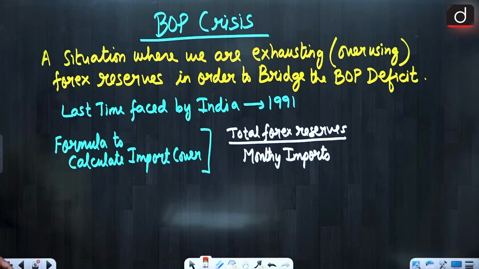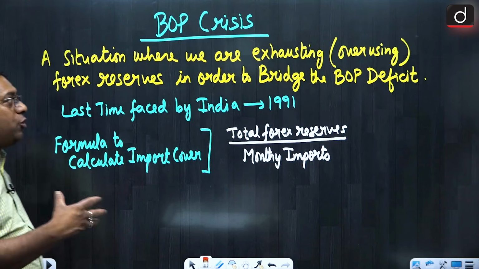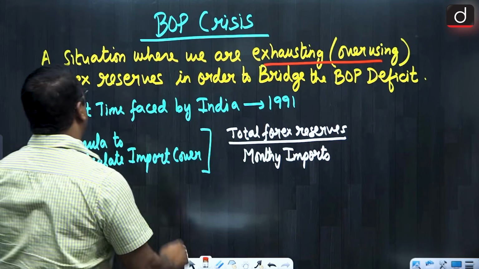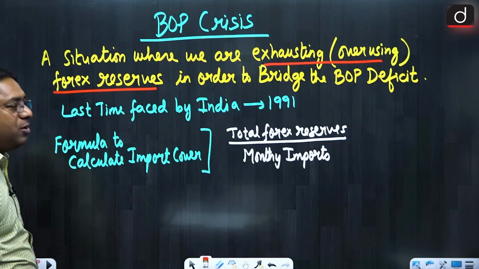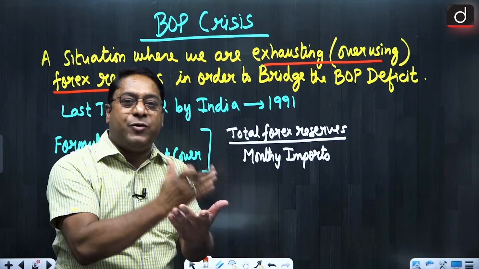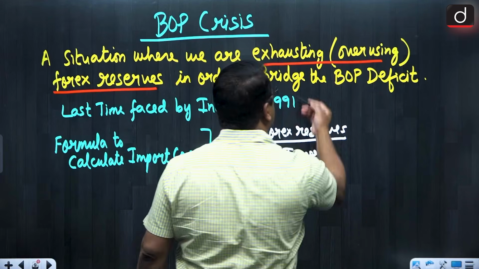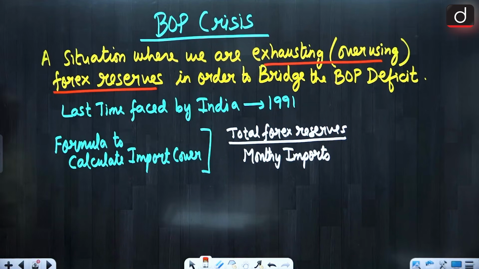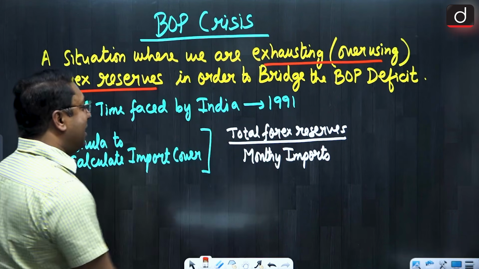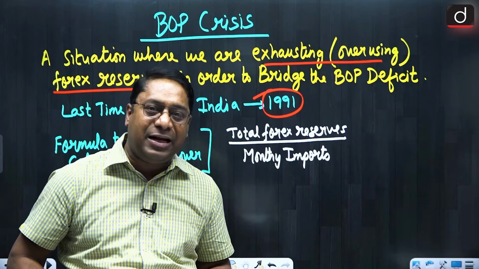It is credit. And whenever there is a BOP crisis, it means you are overusing or exhausting your foreign reserve, because you have to bridge and finish that BOP deficit. To finish that BOP deficit, you are exhausting or overusing the forex reserve. So that is referred to as what? BOP crisis. And the last time the BOP crisis came in India was in 1991.